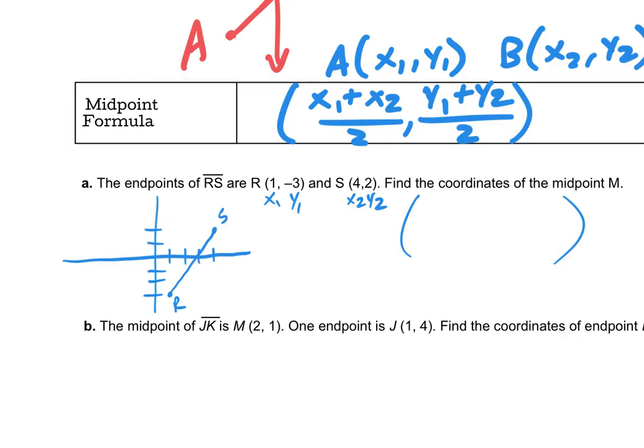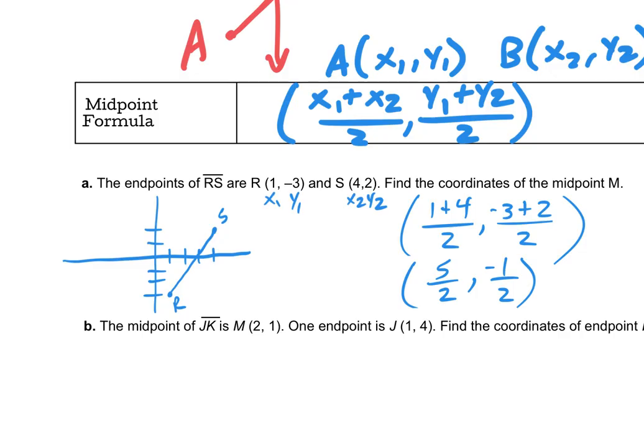Okay, so we're going to add our x's together: 1 plus 4 divided by 2. Then we're going to add our y's together: -3 plus 2 divided by 2. 1 plus 4 is 5, divided by 2 would be 5/2. -3 plus 2 is -1, divided by 2 would be -1/2. Okay. Our answer is not always going to be a nice whole number.